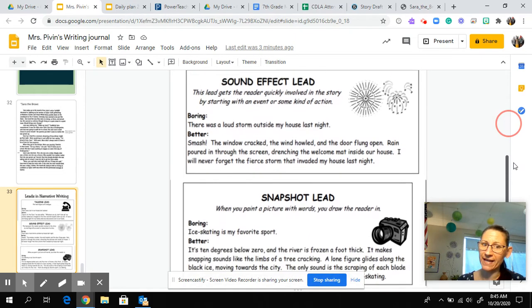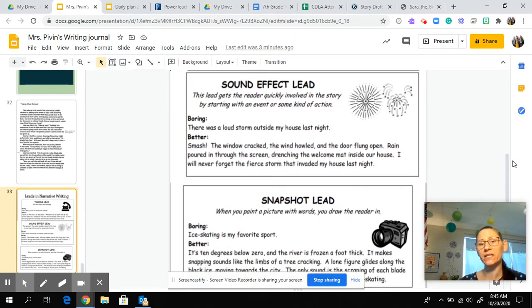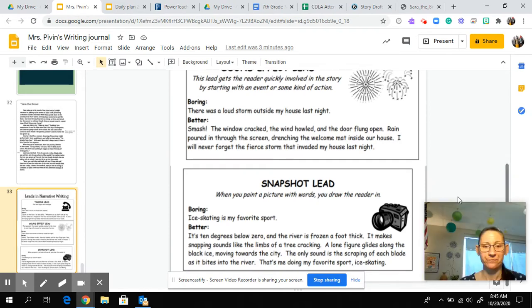The sound effect way to open up. This lead gets the reader quickly involved in the story by starting with an event or some kind of action. There was a loud storm outside my house last night. Kind of boring. Smash! The windows cracked. The wind howled and the door flung open. Rain poured through the screen, drenching the welcome mat inside our house. I will never forget the fierce storm that invaded my house last night. Very powerful, gets us going, gets us moving forward.